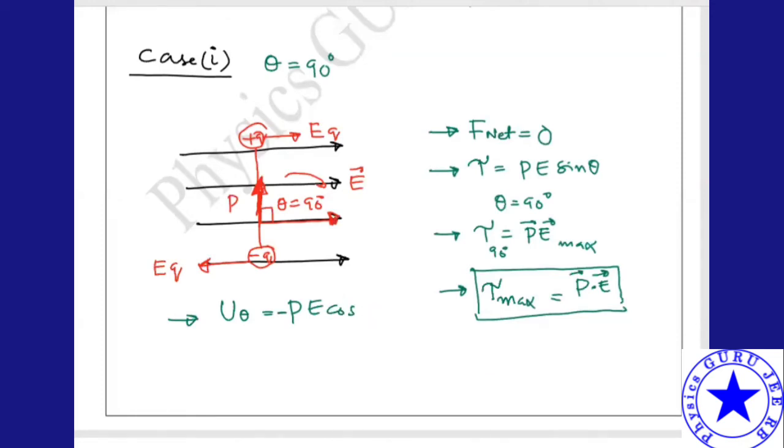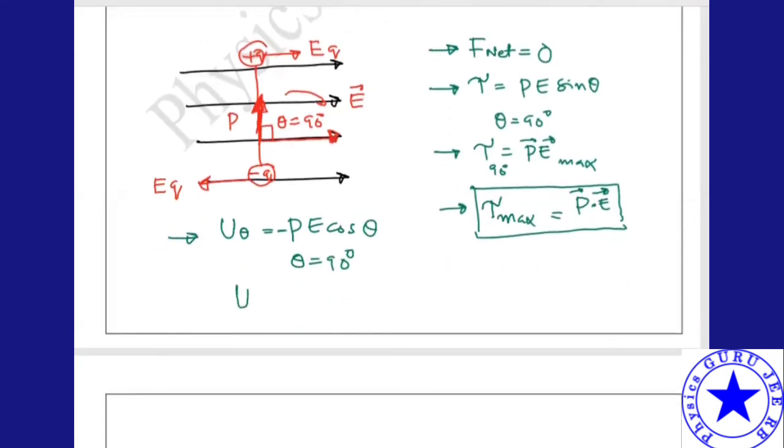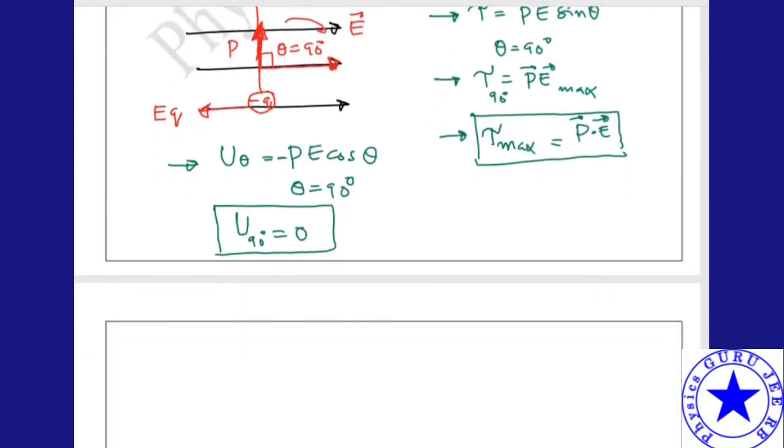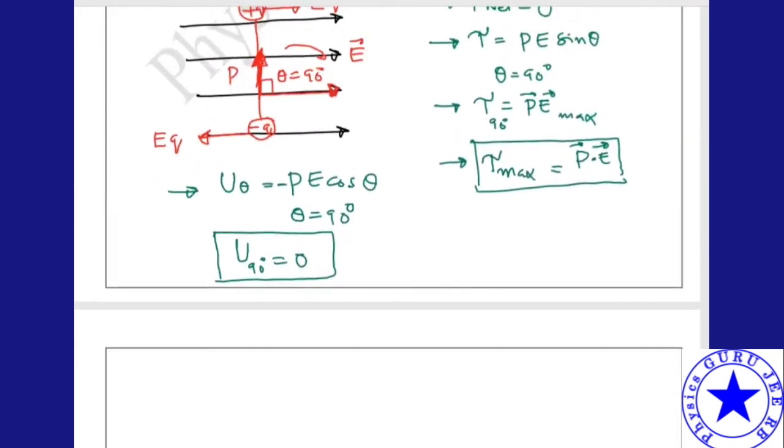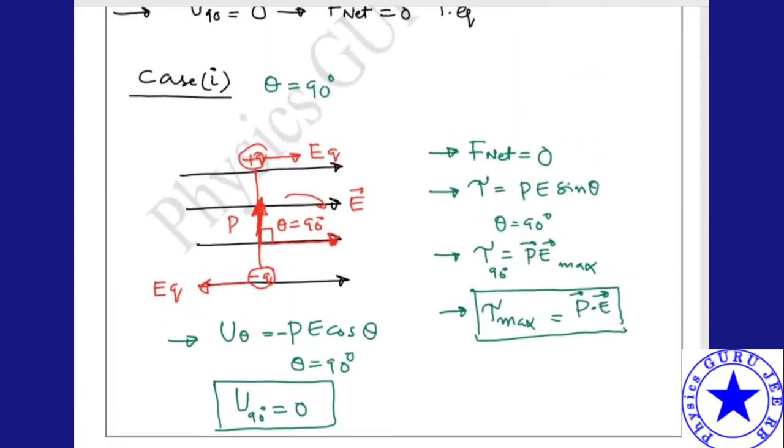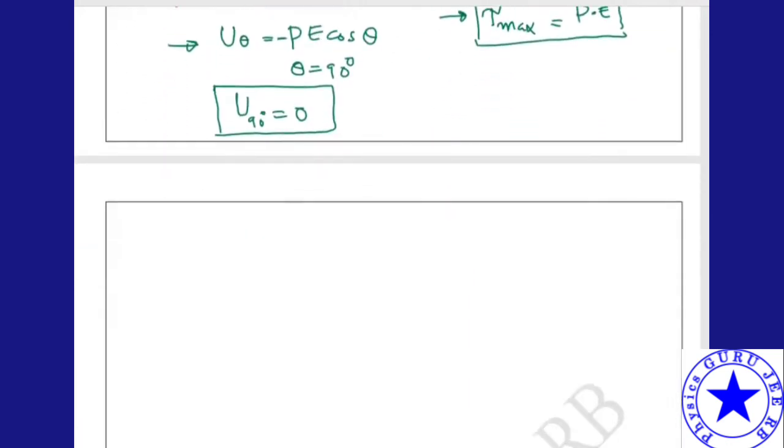Now can you tell me, when theta is equal to 90 degrees, what happens to the potential energy? Potential energy will become 0. So the potential energy at 90 degrees is 0. Hope it is clear. This is the general scenario. Next, we'll move to case 2.